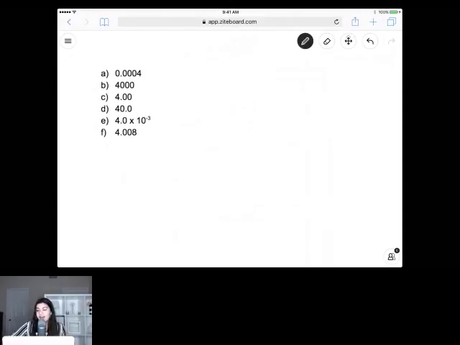So looking at A, that first one, what's our answer? How many sig figs do we have? 1. Good. Everyone's getting it right. Perfect. We know that just because leading zeros do not count, only that 4 counts. There's only 1 sig fig.